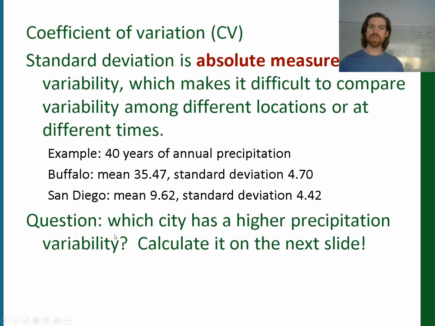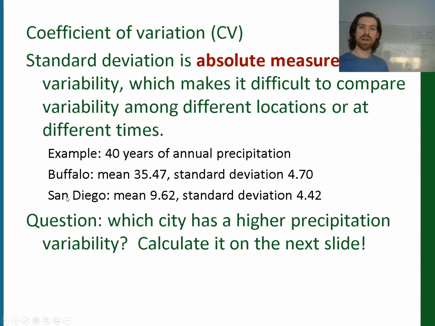And then we also have the coefficient of variation, which is a standardized score. So the standard deviation is an absolute measure of variability across all data, but that can be difficult to compare among different locations or at different times. So just to give you one example, imagine that we have 40 years of rainfall data. The mean for Buffalo, for example, might be approximately 35 inches, and the standard deviation may be about 4.7 inches.